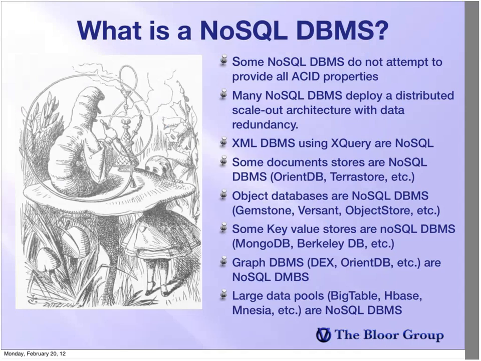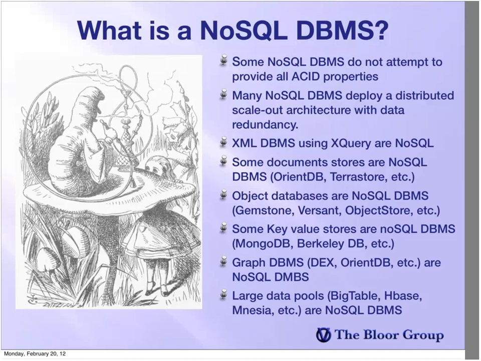Some NoSQL DBMS do not attempt to provide all of the ACID properties that we have come to expect of a database, partly because they realized they could get away with not providing some, and that would give them some leeway, because they had a specific focus. ACID properties are really necessary if you're doing transaction processing and if you want a mixed database engine that can do transaction processing and can also do fairly hefty queries.